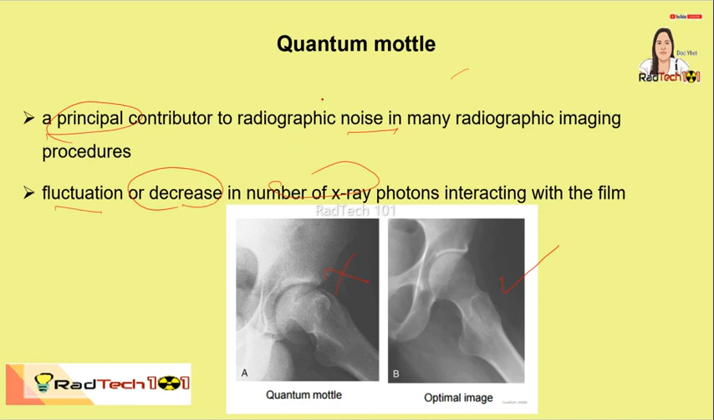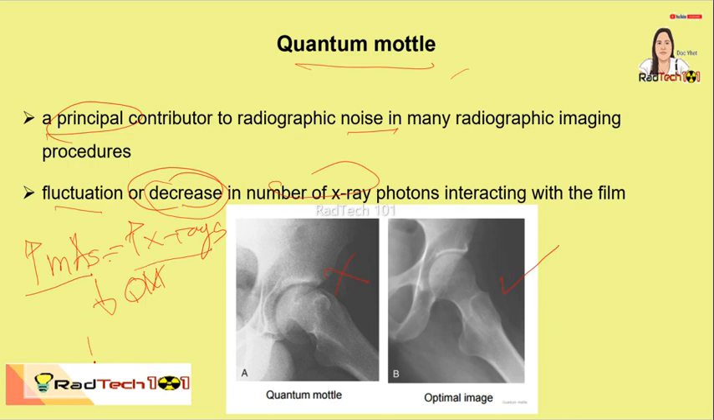So, ang sabi dito, quantum mottle occurs kapag konti lang yung number of X-rays. So, kailangan natin damihan. And to increase the number of X-rays, we need to increase mAs. This will result in increased X-rays, and this will minimize quantum mottle. But the problem, so there is a catch. Kung mataas yung mAs, maraming X-rays, this will also result in higher patient dose.